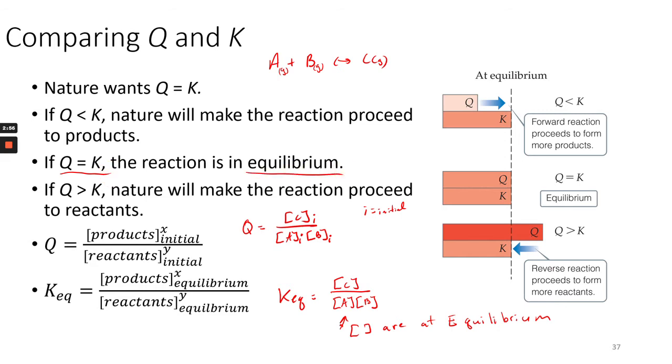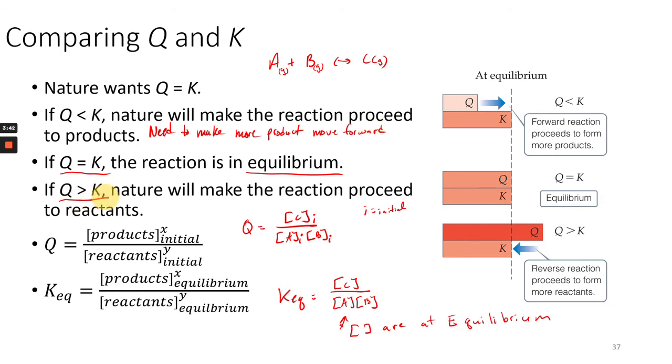Well, what happens if Q is less than K? At this moment in time, your Q value is less than your equilibrium value. If Q is less than K, which term is too small, the top or the bottom? You want Q to equal K, but if Q is less, that means the top is too small. And the top is your products. That means you need to make more products. And in order to make more products, your reaction will move forward.